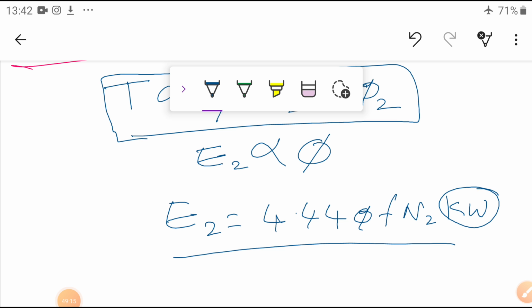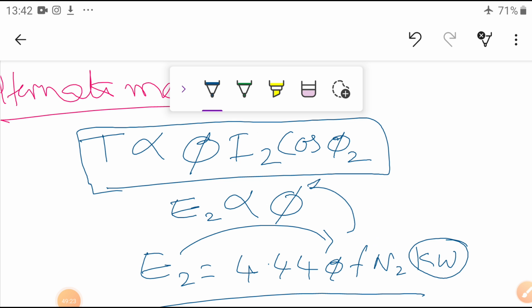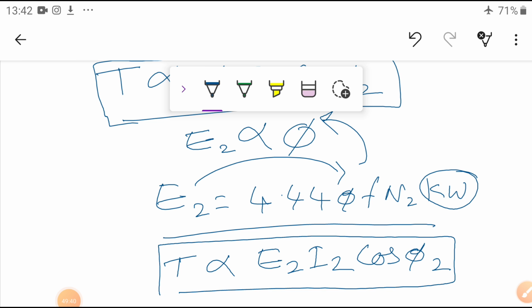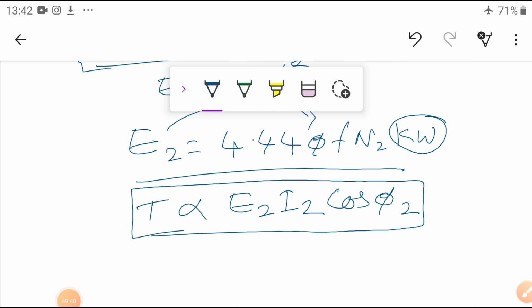The transformer is the same. That means E2 is directly proportional to phi here. So substituting this value, I can write torque is directly proportional to, instead of phi, E2 I2 cos phi 2. This is the direct torque equation. If you know this torque equation, simply substitute the E2 value and the I2 value.